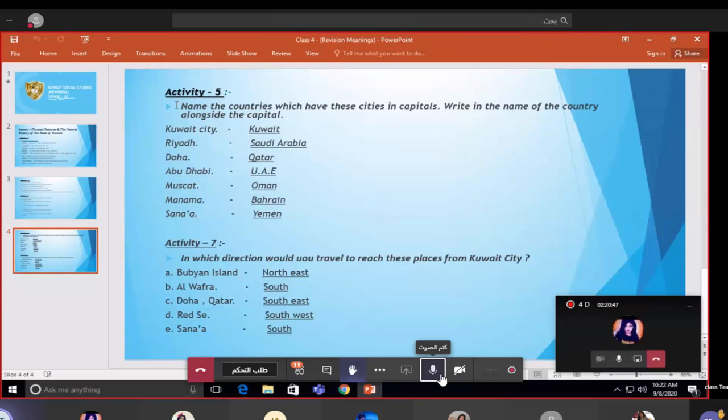Activity number 7 or 5? Okay, 7, you read. In which direction do you travel to reach these places? From Kuwait City: Bubiyan Island, northeast; Al Wafra. Doha, Qatar, southeast. Red Sea, southwest. South. Sana'a, south.